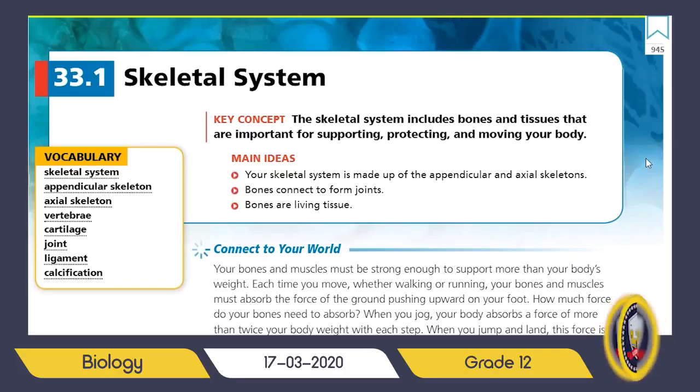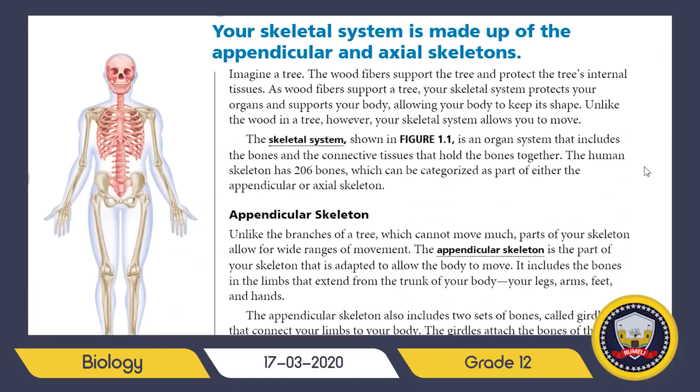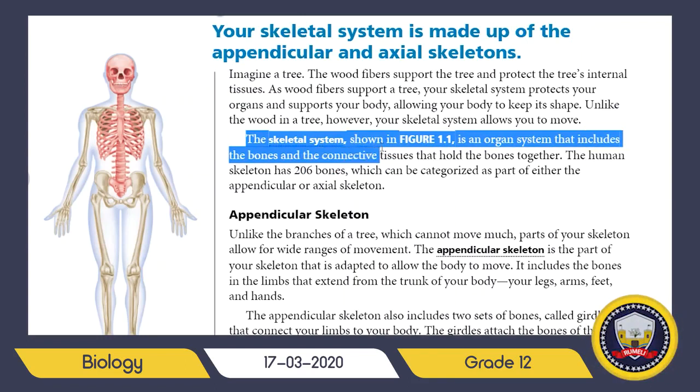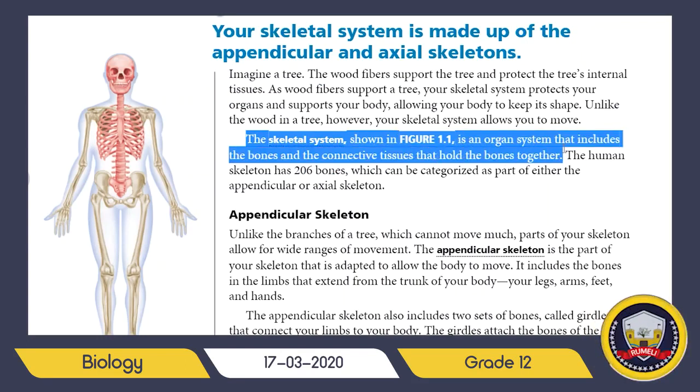The skeletal system includes bones and tissues that are important for supporting, protecting, and moving your body. Let's consider a tree. The wood fibers in the tree provide the support and protection for the internal tissues of the tree. The equivalent of that in our bodies as a human species is the skeletal system, an organ system that includes the bones and the connective tissues that hold the bones together.